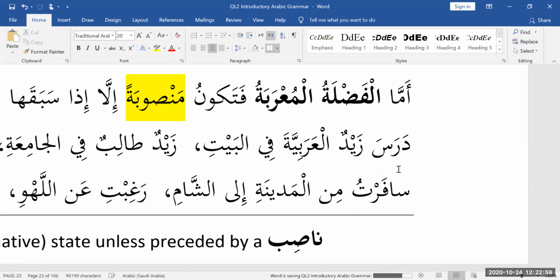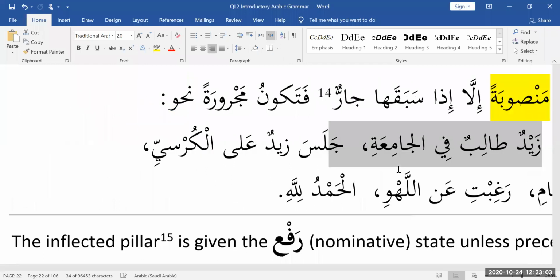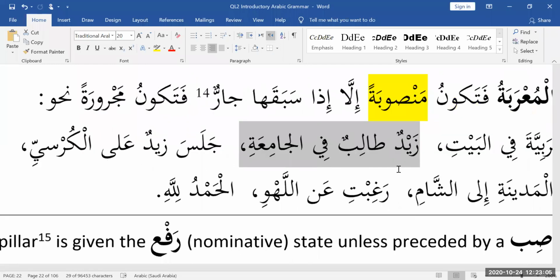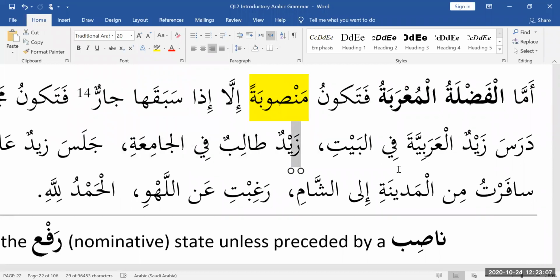Look at the next example. Zaydun talibun fil jamiati. It's pretty much the same idea happening here as before. Pillar, marfu, mubtada, khabar, marfu, pillar, fi, fadla, harf jar. Al-jami'ati must have a kasra because there's a jar before it, and it's a fadla. If a fadla has a jar before it, then the fadla gets a kasra.